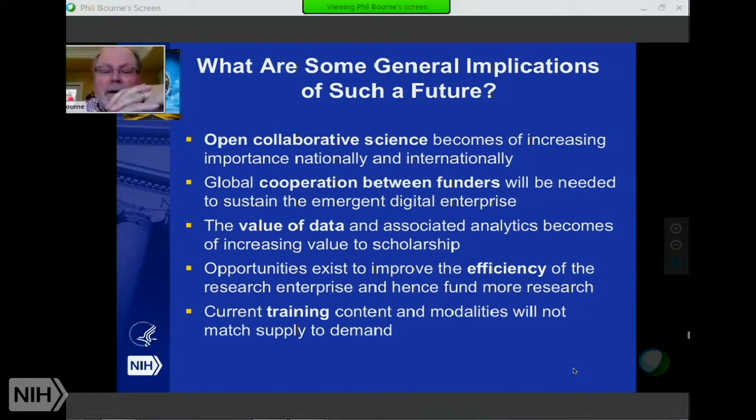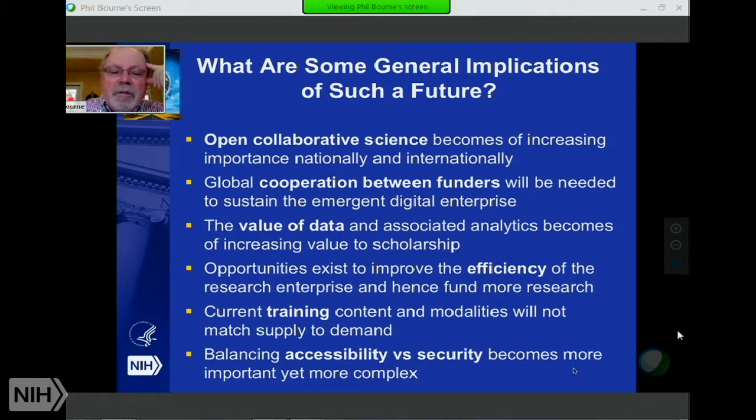And then training. Clearly, the number of people trained to support biomedical data science and the number of people needed, even now, is totally out of whack. And it's only going to get worse before it gets better, I think. In the programs that I'm responsible for, which I'll say a little about in a second, we're putting about 20% of our budget into training.